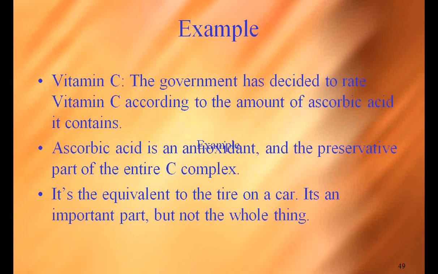The government's decided to rate it by the amount of ascorbic acid that's there. So companies a lot of times are going to put 500 to 1,000 milligrams of ascorbic acid, but even the doctor who discovered ascorbic acid and got the Nobel Prize for discovering it continued his research and realized he could give as much ascorbic acid to rats with scurvy as he wanted, and it wouldn't cure their scurvy. Ascorbic acid is kind of like the antioxidant portion of the C complex.